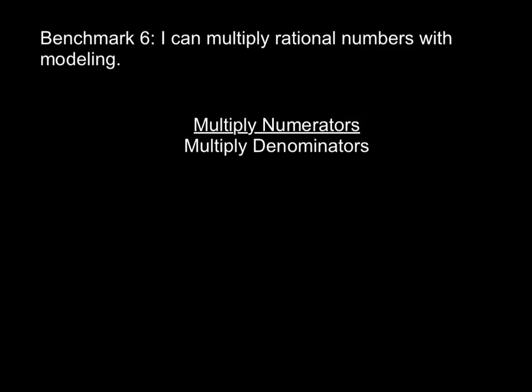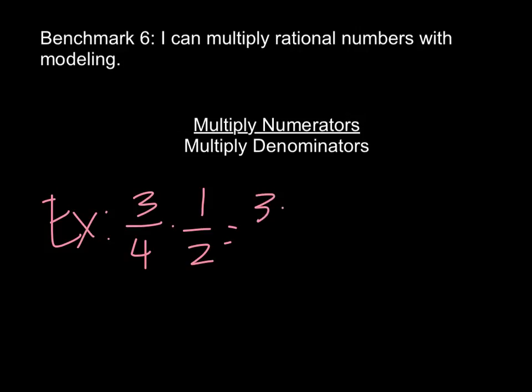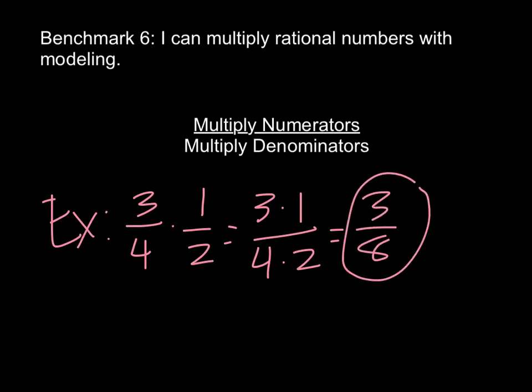For this benchmark, we're going to be able to multiply fractions, mixed numbers, and decimals. Remember when multiplying rational numbers, multiplying fractions, you have to multiply the numerators, multiply the denominators, and then simplify your answer. So for example, if we had 3/4 times 1/2, we would multiply 3 times 1 and 4 times 2 to get 3/8. That's already simplified, so that's our answer.